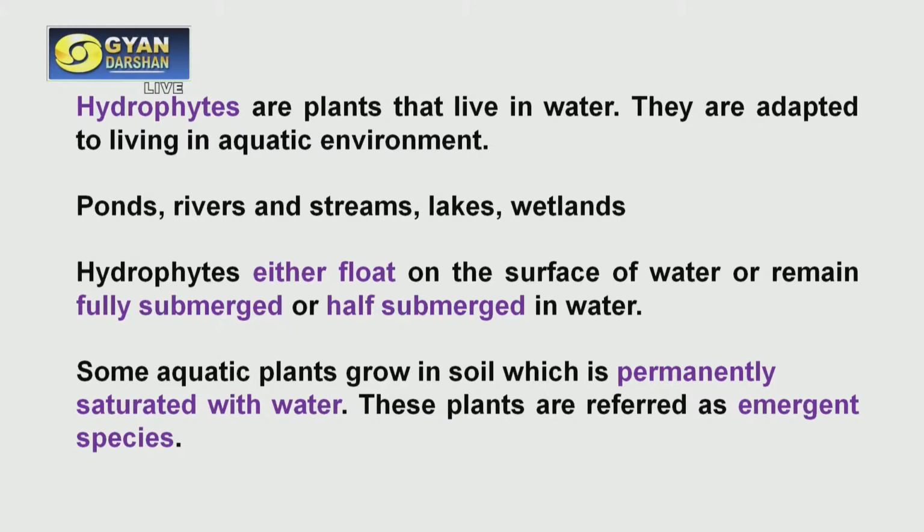Some aquatic plants grow in soil which is permanently saturated with water. They are actually present in soil, but the soil is totally saturated with water. So these types of plants also face some sort of water saturation or waterlogging. Although they are present on land, there is enough water. Such types of plants are known as emergent species. So we will take a look into each of these different groups or classes of hydrophytes.